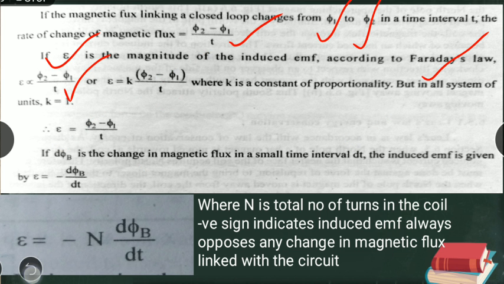Next, how Faraday and Henry set up the experiment, and finally they gave the true statement of Faraday's law.